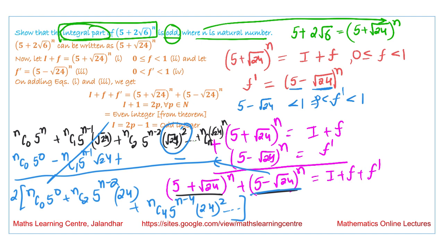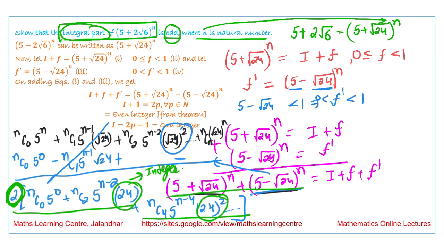Now look at these terms over here, it is 24 square and so on. So all these terms are the integer terms, and this number is a multiple of 2. So what we obtain is that this whole term we are talking about will be an even integer.